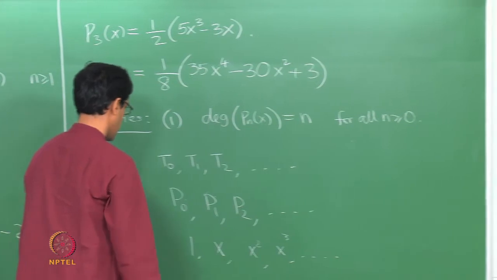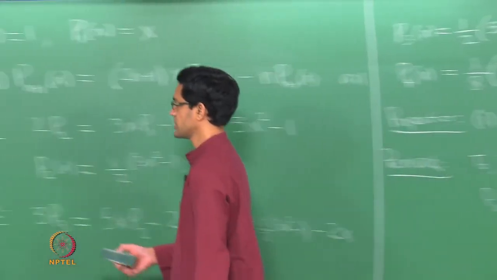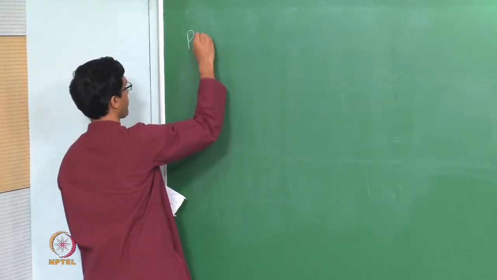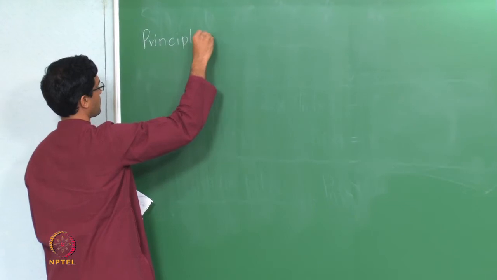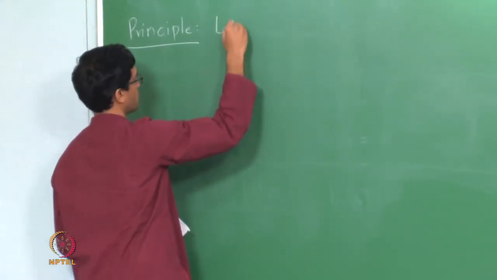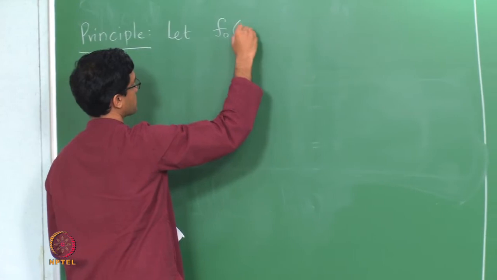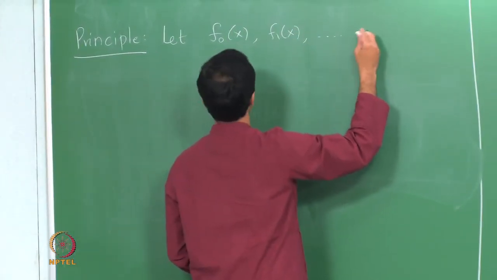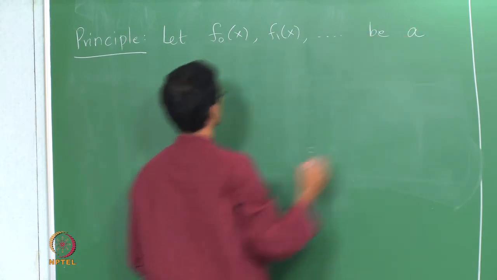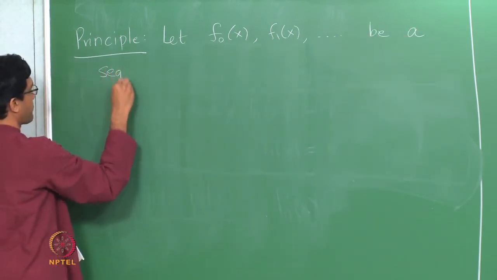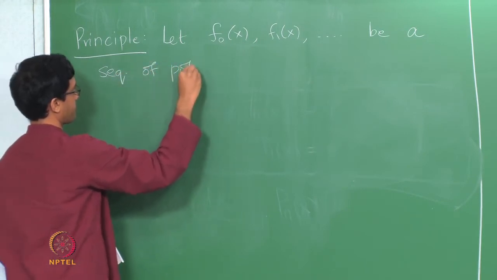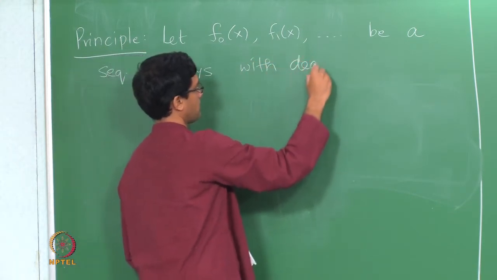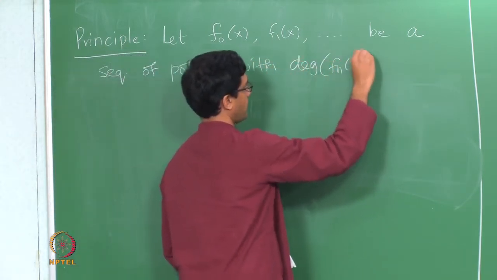So consider such sequences. More generally, here is the key principle. Suppose I have a set of polynomials f0 of x, f1 of x, and so on, a sequence of polynomials with degree of fn being n for all n.